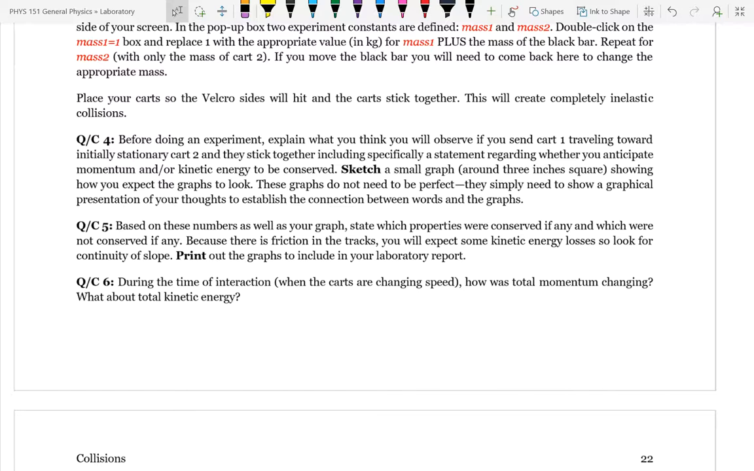Okay, then you're going to do it and determine if you had the momentum and kinetic energy conserved. You'll print a graph for your laboratory report. When I say print, of course, I mean take the screen capture, and then you can save that as a PDF and insert it into your report.